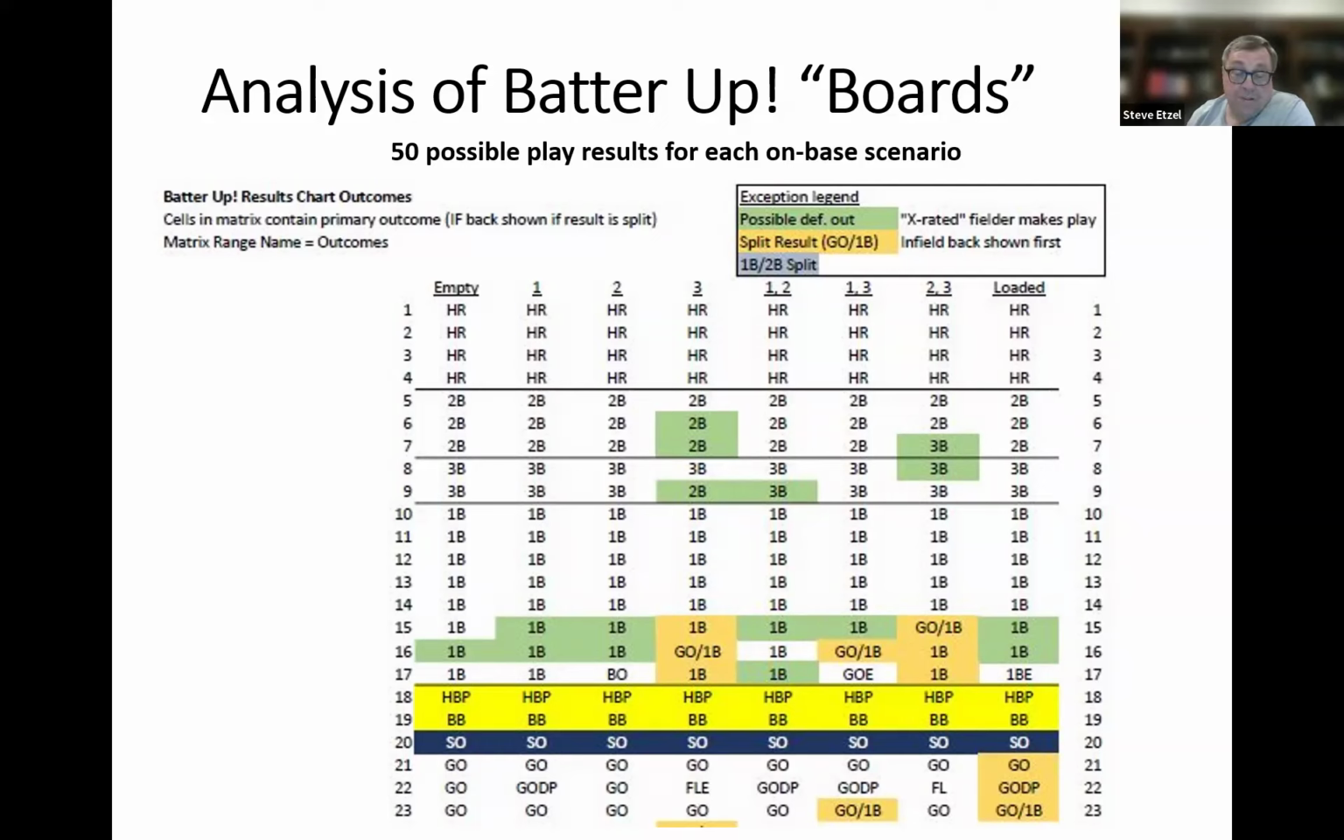And one of the most important things I saw pretty quickly is for a given result number, which go from 1 to 50, by the way, the result was fairly consistent across the different on-base situations. So result 1 or 2 or 3 or 4 is always going to be a home run. Your result 8 or 9 is almost always going to be a triple. There's a few exceptions here and there, but much more straightforward, I guess I would say, than maybe the APA boards. So this was an important step just to get a sense of how the game was laid out.